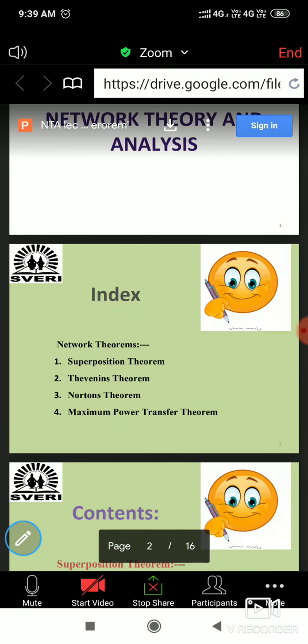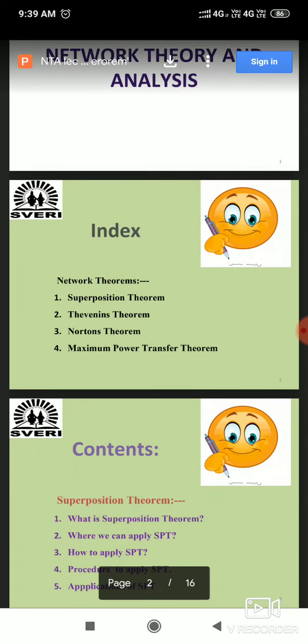In the last lecture, we started the network theorems. We have seen how many network theorems we have to study in unit number one: the superposition theorem, second Thevenin's theorem, third Norton's theorem, and fourth the maximum power transfer theorem. After learning all these theorems, we have to apply them to solve network problems. When we complete one theorem, we solve the problems based on that theorem. In this way, we will complete all the theorems.